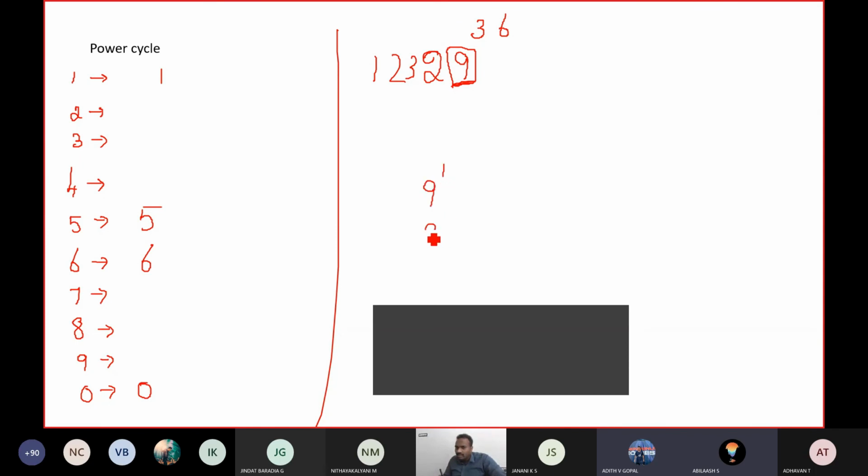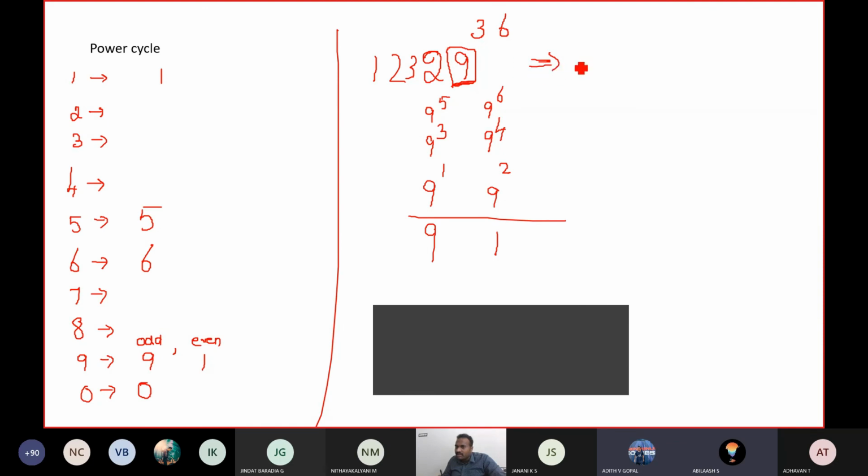9 power 1, 9. 9 square, 81, 1. 9 cube, 729, again 9. So 9 power 4, 9 power 5, 9 power 6. It goes on like this. Which means, listen carefully, if the power value is odd, then the last digit is 9. If the power value is even, then the last digit is 1.